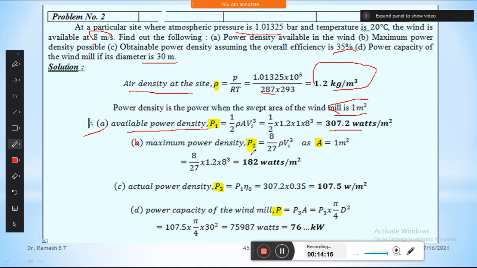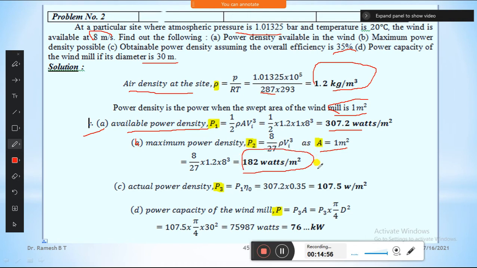We already know the maximum power density, one equation we already derived in our previous class. That equation is 8 by 27 rho Vi cube. It is also for the same area, 1 meter square, because it is not given. If they give it, you can take that value; if not, you can take 1 meter square. So 8 by 27 into rho, which we calculated as 1.2, and V is 8 cubed, and A is 1. So the maximum power will be 182 watt per meter square.